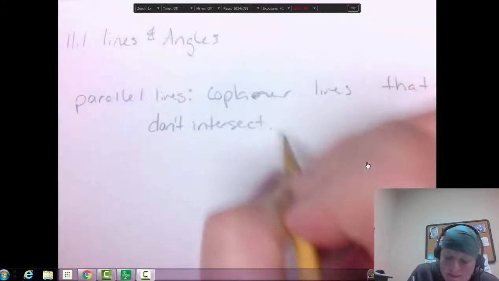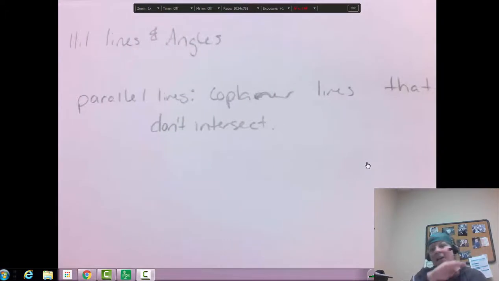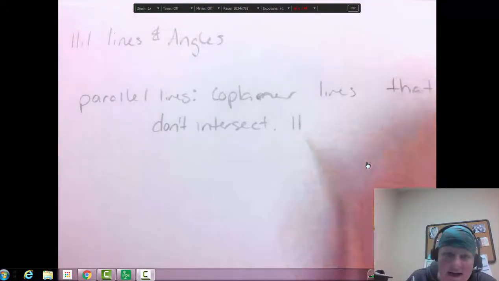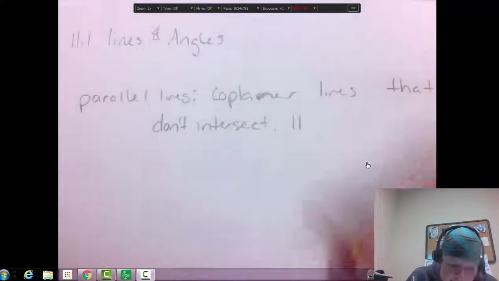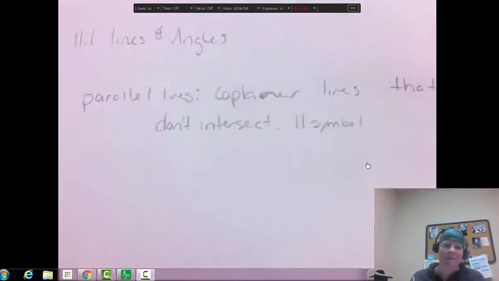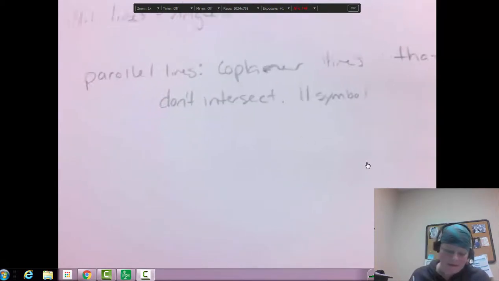So coplanar, remember, means they're on the same plane. And the symbol is like two lines that look parallel. That's our symbol. So when you see that symbol, it means parallel. We get lazy. We don't want to write parallel lines, so we have a little symbol for it.